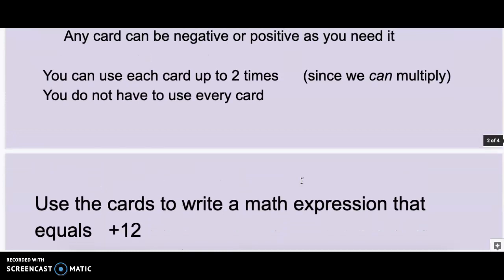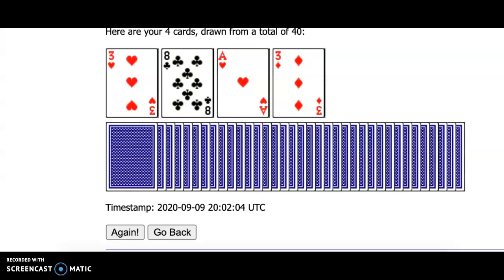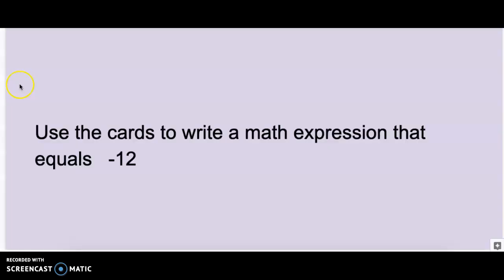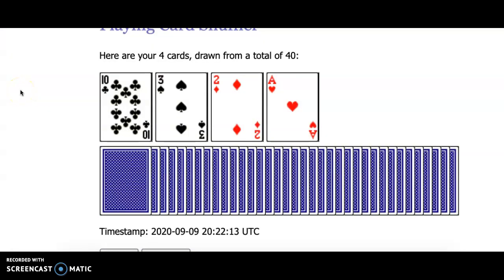You're going to use the cards to write a math expression that equals positive 12. You have a 3, an 8, a 1, and another 3. Next, use the cards to write a math expression that makes negative 12. So you want to make a negative 12 with these cards.